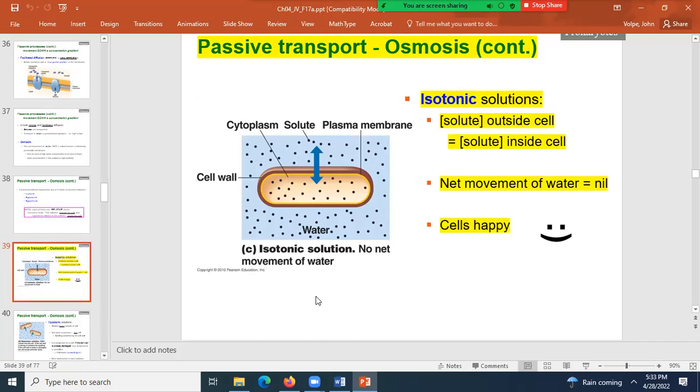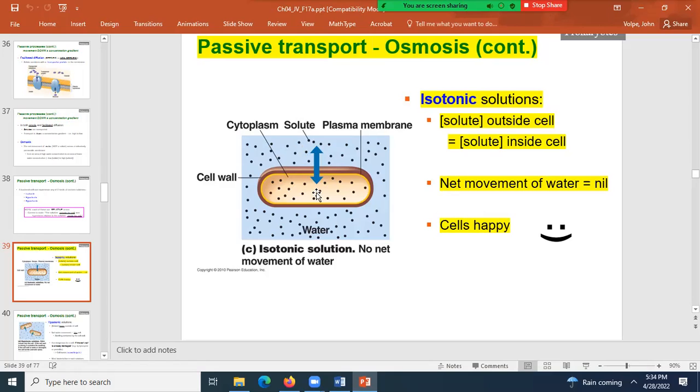The isotonic solution is the easiest to discuss. That's where the concentration of the solute outside the cell is equal to the concentration of the solute inside the cell. In an isotonic solution, there's no net movement of water into the cell. What I mean by net movement is for every water molecule moving into the cell, there would be one molecule leaving. So it's just as simple to say that there's no net movement of water into the cell.